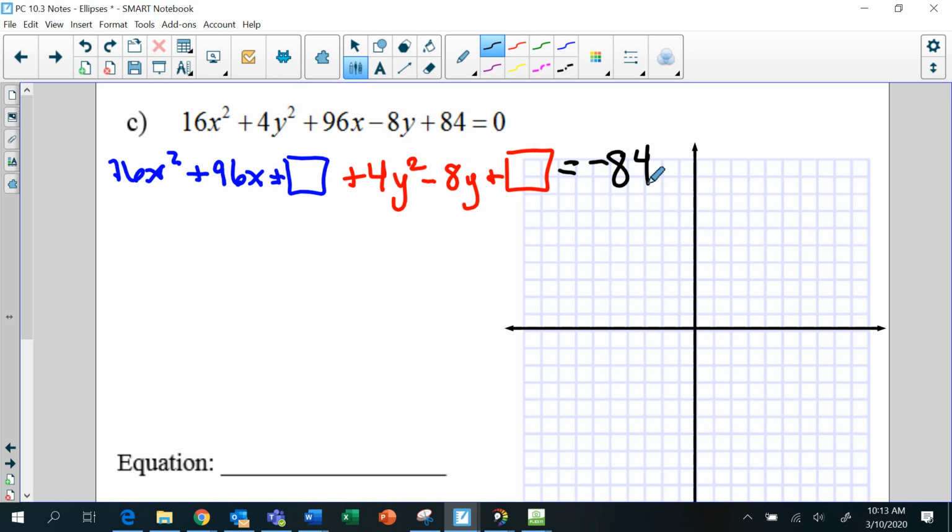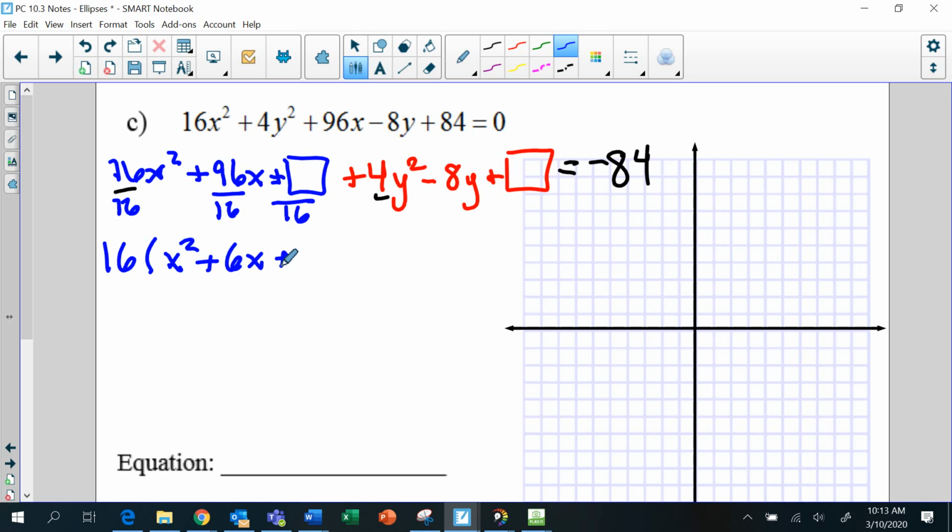To complete the square, you cannot do it if there is a number in front of x squared or in front of y squared. You cannot complete the square by doing b divided by 2 squared. So the next thing we're going to do is GCF, factor out the 16 from the blue, and factor out the 4 from the red. When I factor out the 16, I get 16 parentheses x squared plus, what is that, 6?